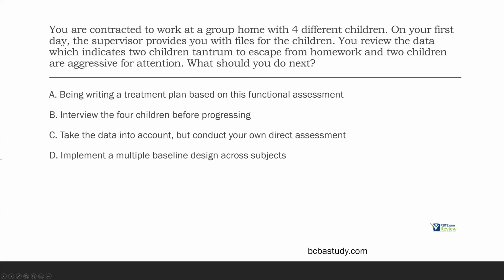And then D, implement a multiple baseline design across subjects. Maybe down the line, you want to do research. You want to do an experimental design. You could certainly do that. We're not quite there yet, though.